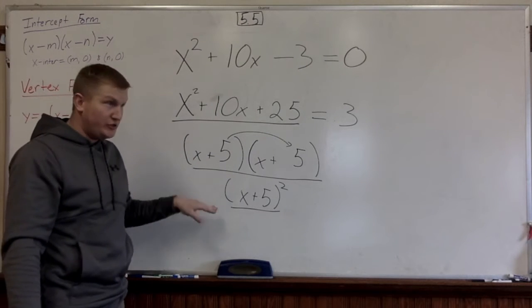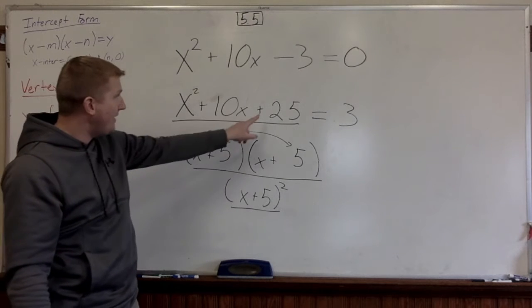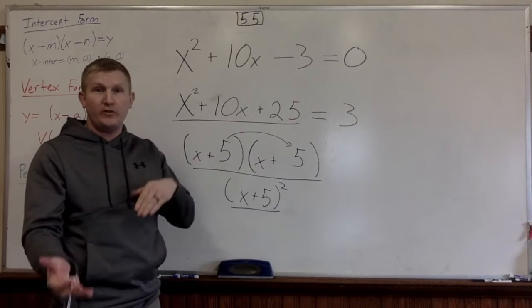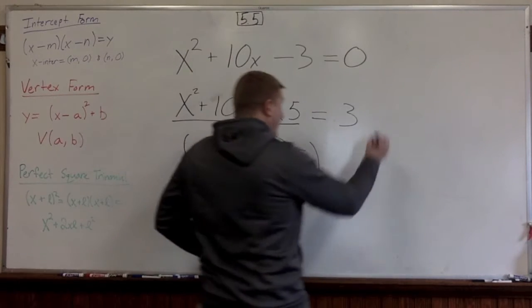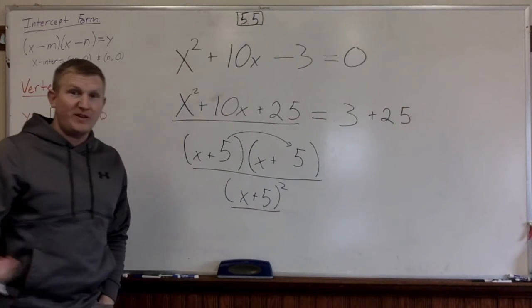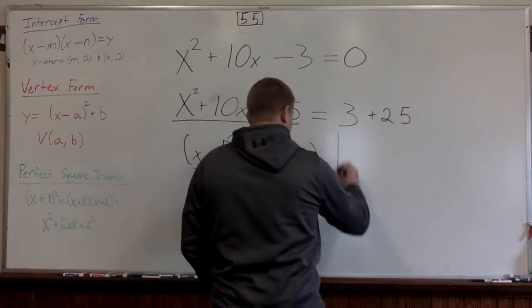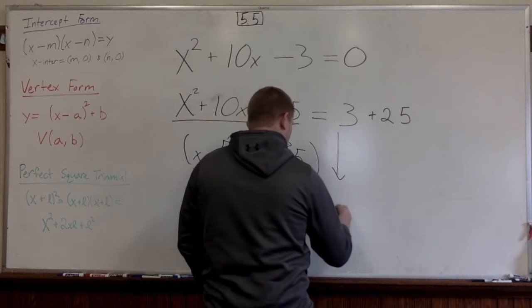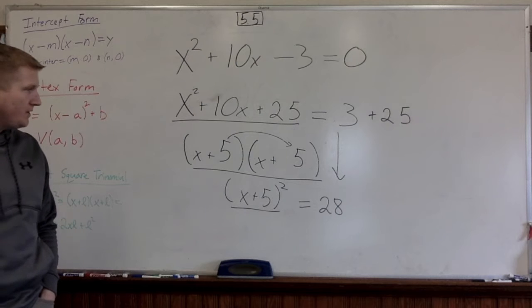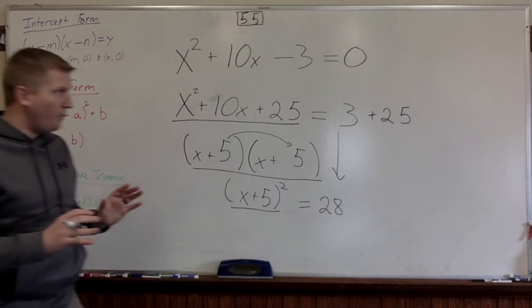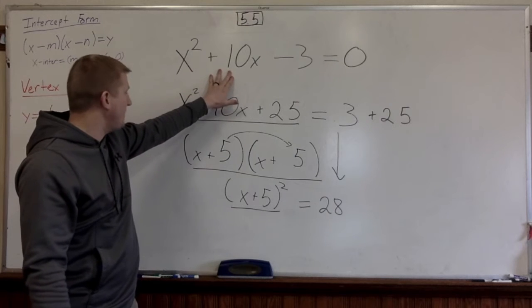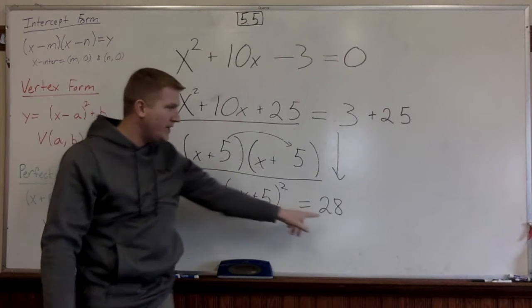But in doing so, what we had to do was add 25 to this side. And if we remember, when it comes to equations, whatever you do to one side, you have to do to the other. So we're going to add 25 over here. 25 plus 3 is 28, so just to carry this down, 28. Okay, easy enough.